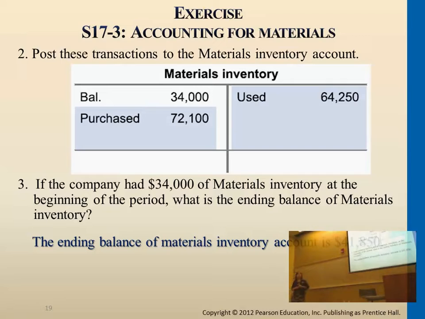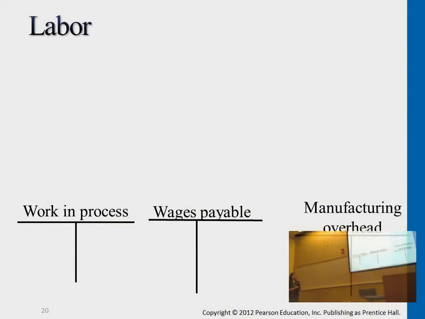What we covered so far is the starting point of the production line: purchasing raw materials, and starting to use a portion of these raw materials, transferring to work in process, and transferring to manufacturing overhead. So next, what we need to consider would be labor cost.